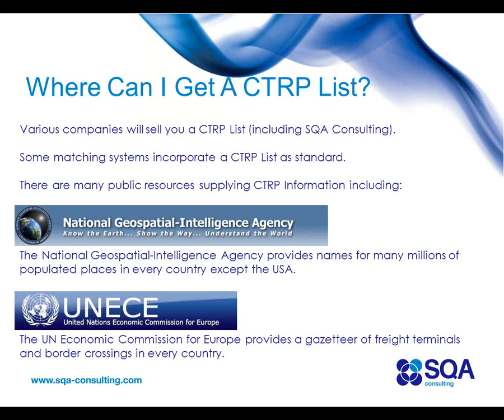There are public resources where you can actually download CTRP information, and the principal one of these is the National Geospatial Intelligence Agency, which is a military or semi-military agency of the United States, and they have a rather large team of several thousand people who go around trying to find the places of all places in the world, and they've so far identified about 9 million names for geographic places in the world.